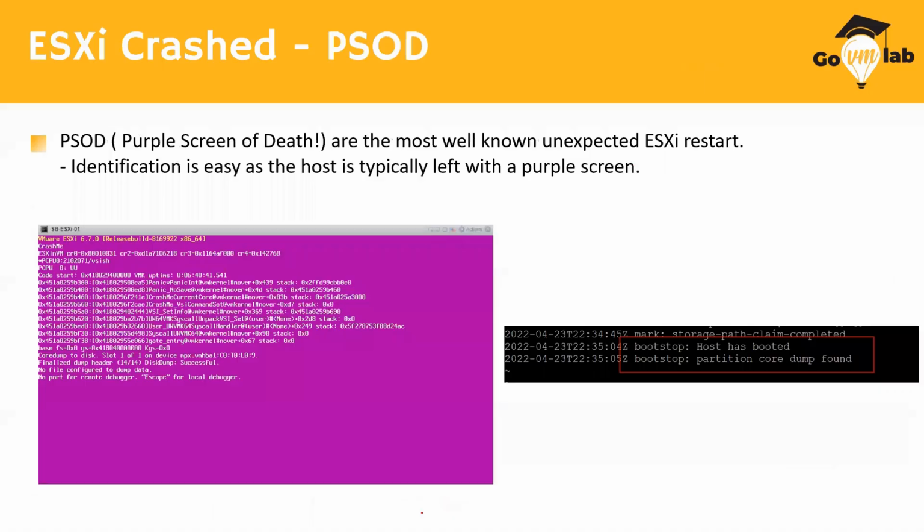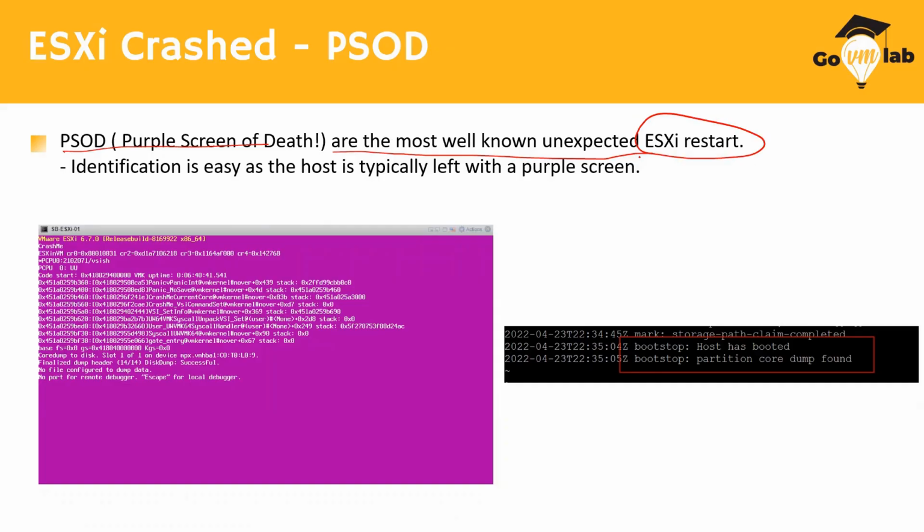Now the next one we have is PSOD, what we call the purple screen of death. This is the most well-known unexpected ESXi restart, because whatever we have discussed so far was about expected, deliberate reboots, reboots I initiated deliberately. But there could be many reasons where you don't even know why your ESXi host got rebooted.